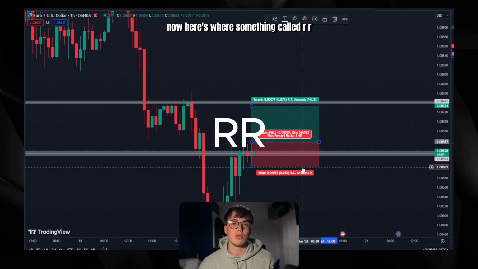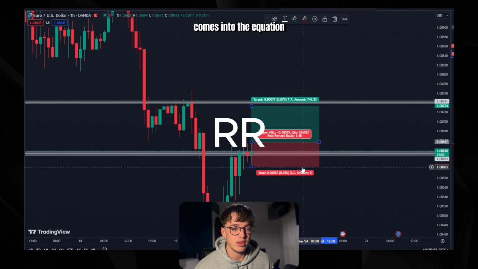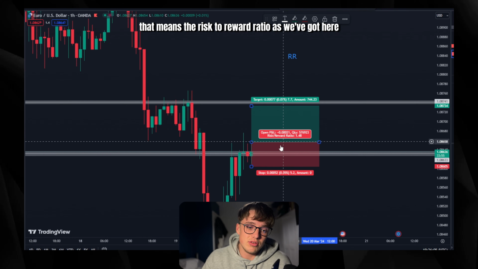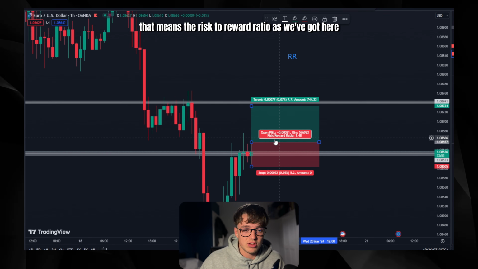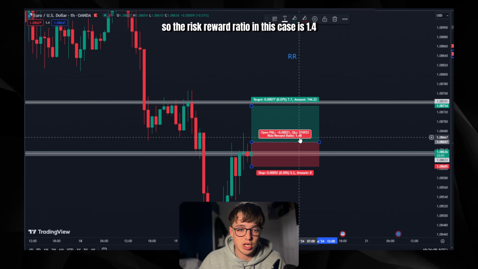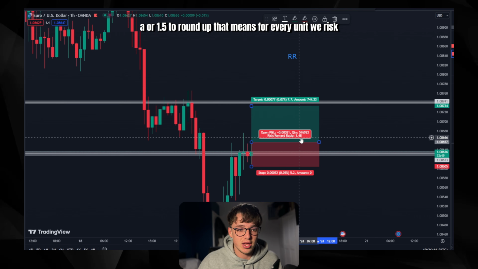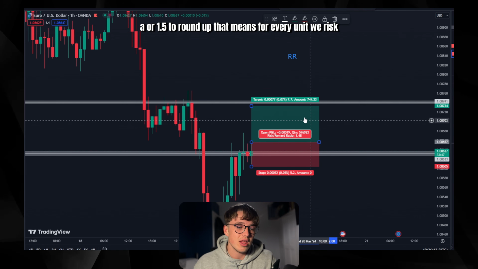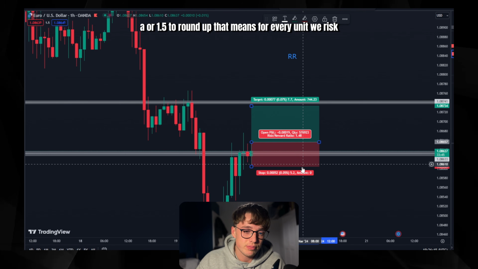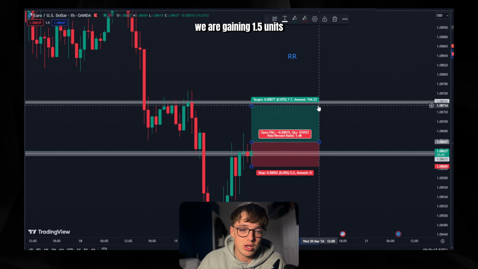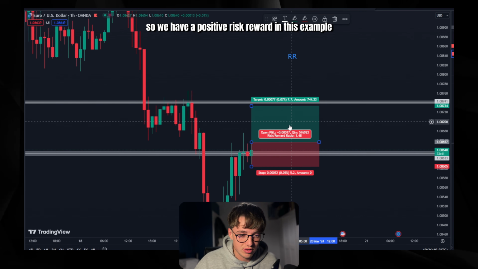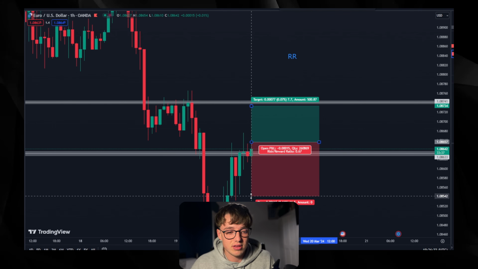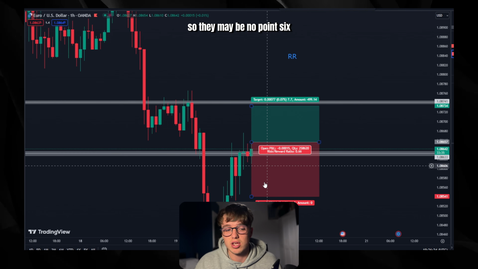Now here's where something called RR comes into the equation. Essentially, that means the risk to reward ratio, as we've got here. The risk to reward ratio in this case is 1.48, or 1.5 to round up. That means for every unit we risk, we are gaining 1.5 units. So we have a positive risk to reward in this example, but some trades may be a negative RR, so they may be 0.6, it could be whatever.